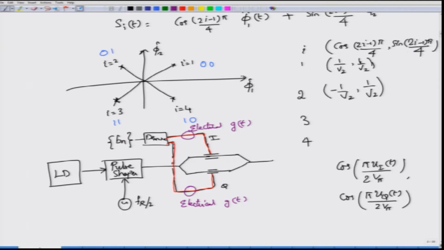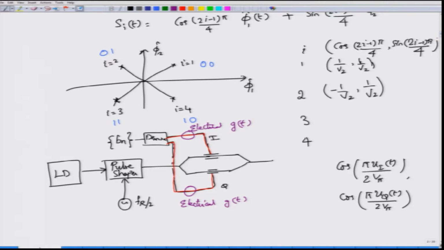In order to have this sine, you have to operate this Q modulator by giving an additional phase shift of 90 degrees to this, so that instead of cos it becomes sin(pi u_Q(t) / 2 V_pi). Then put the biasing conditions in such a way that you get this term as pi by 4, and then you can go through the different values for I and Q and see that using the IQ modulator you will be able to implement the standard QPSK modulation.